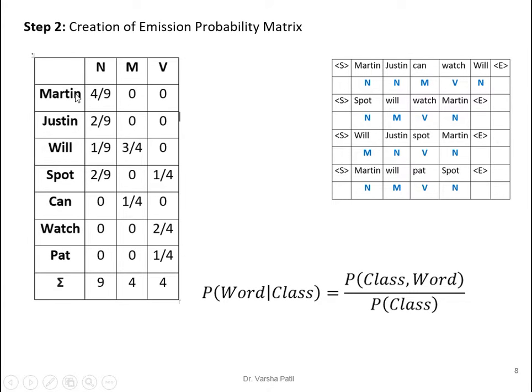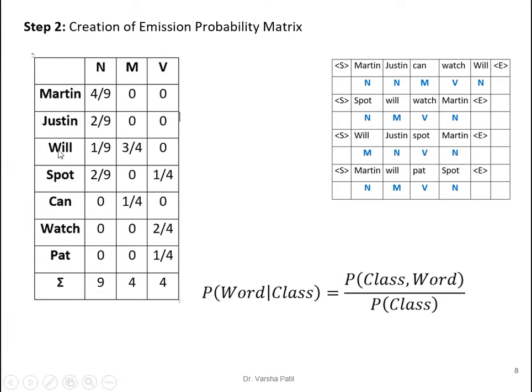Now, how many times does Martin occur? For example 1, then 2, 3 and 4, so we are getting 4 by 9. How many times does Martin occur as M, that is, as a modal verb? It will appear as 0 because it is a noun, so 0 by 4. Then Martin's appears as a verb, it is 0 by 4 again.